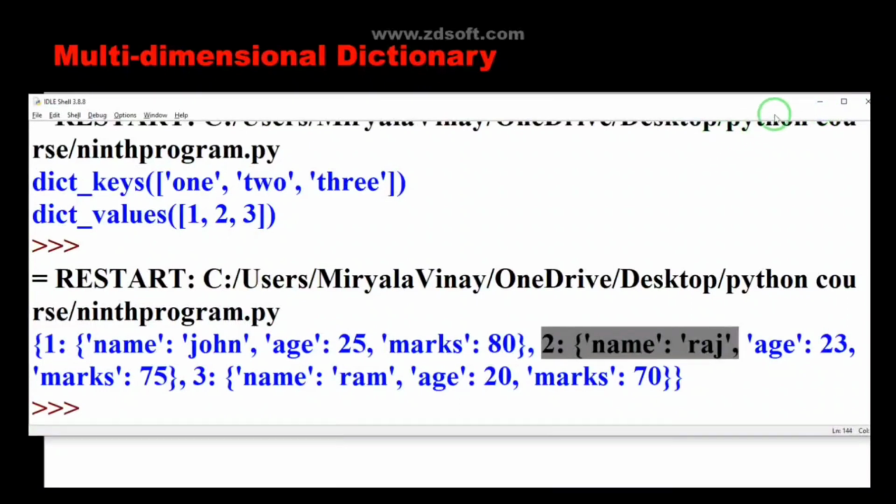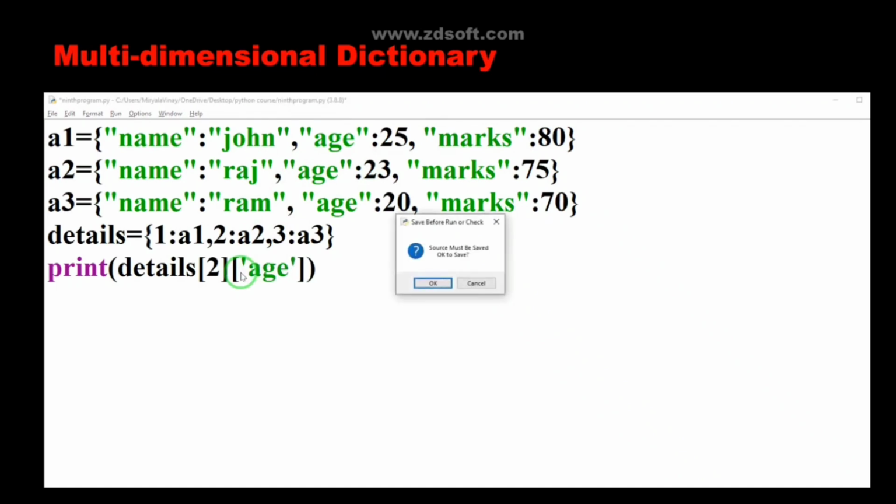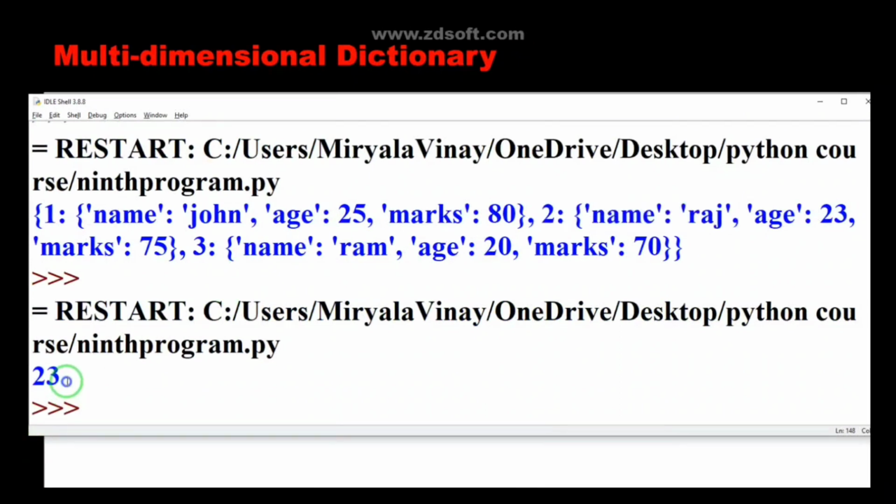Okay, so now I want to access something from details. I want to access the second key. What is the key present in the second one? That is 2 only. And I want to access the age of that second person. So in that, what is the key present? Age, so I am passing age. When I run this program, you can see the output has been shown as 23.